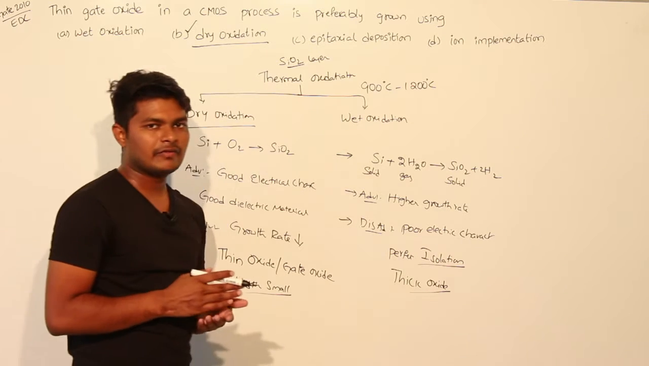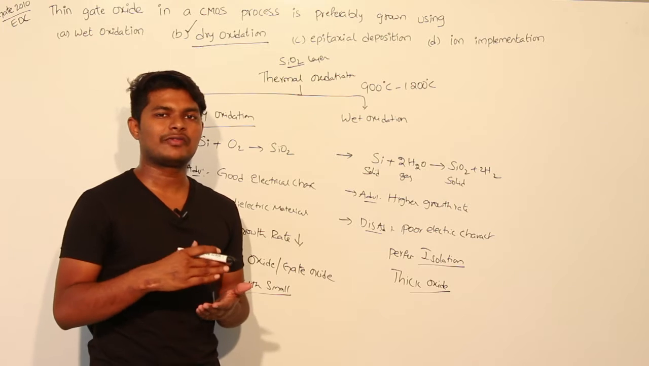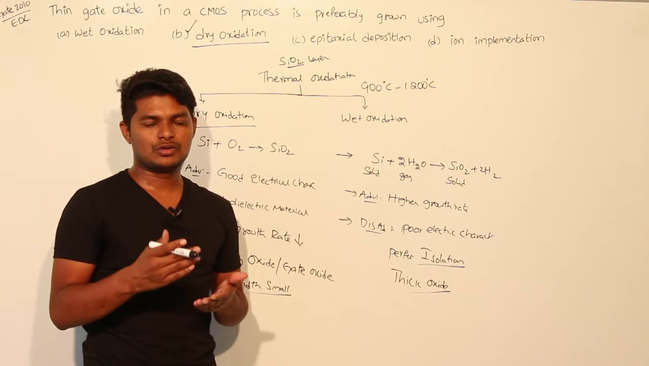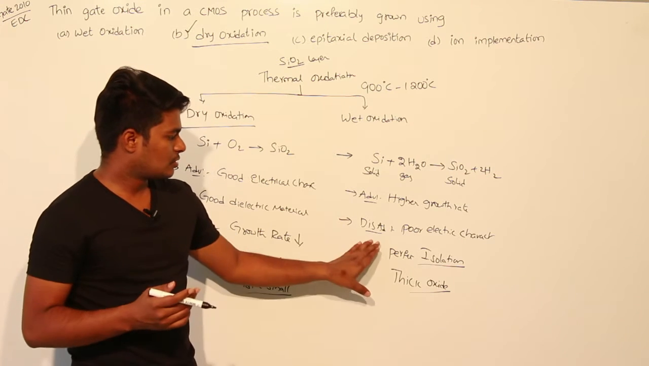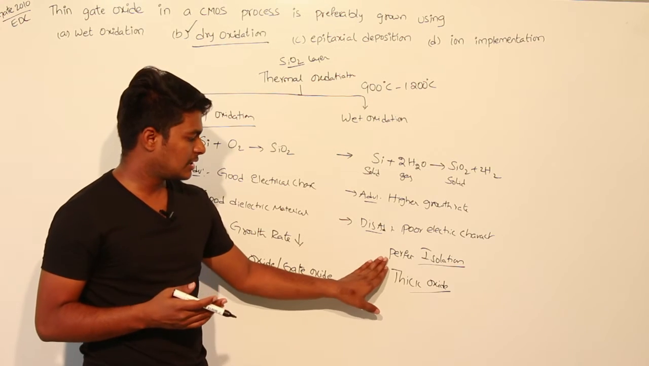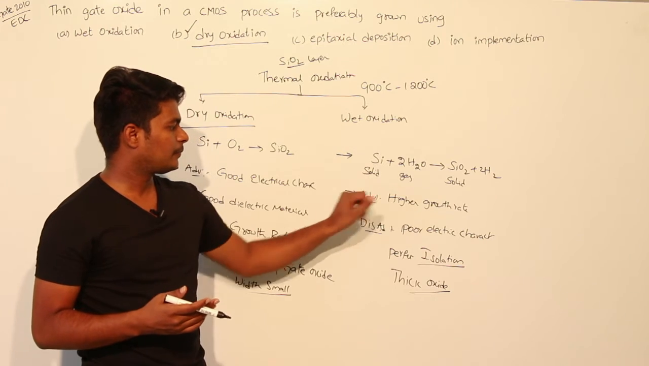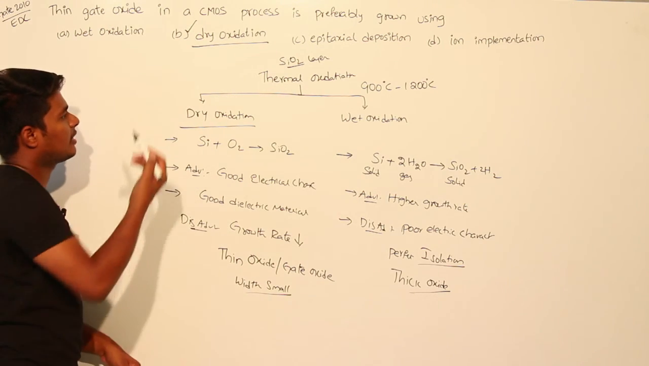Whenever we are dealing with very large circuits, we need to use lots of transistors. Here transistors need to be placed side by side, so one transistor should not interfere with another. In such cases isolation is needed. So this thick oxide acts as perfect isolation such that we will get the required results. So for this question the answer is dry oxidation.